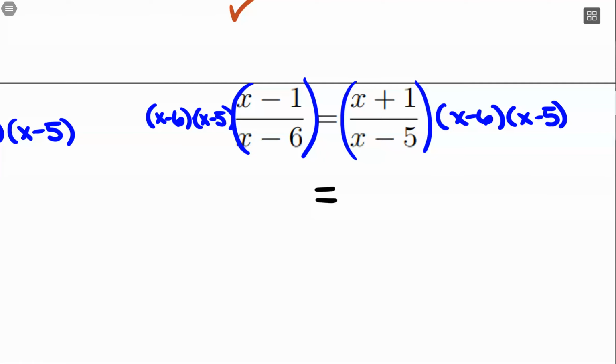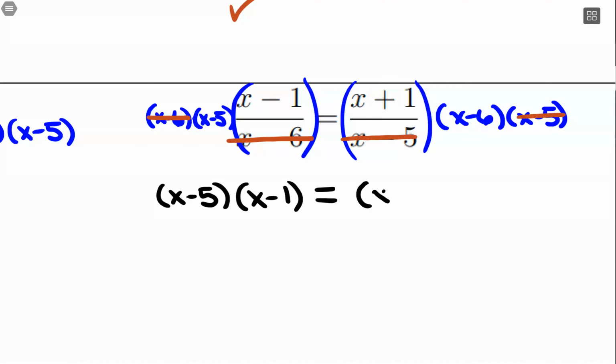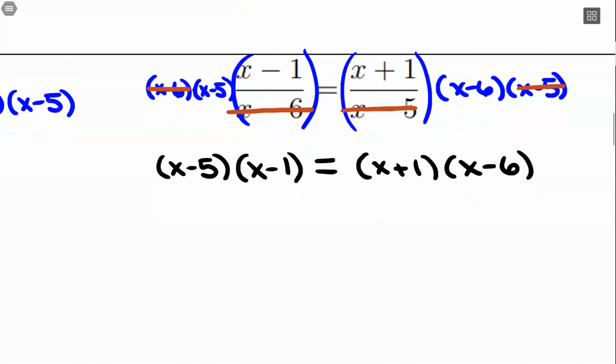So when we do this, on the left-hand side, the x minus 6's will cancel out. So we'll have x minus 5 times x minus 1. And on the right-hand side, the x minus 5's would cancel out. So we would have x plus 1 times x minus 6. So we can see this is our cross multiplication. X minus 1 times x minus 5, that ends up over here. X minus 6 times x plus 1 ends up over here. So cross multiplication, or this multiplication by the LCD, does the same thing.